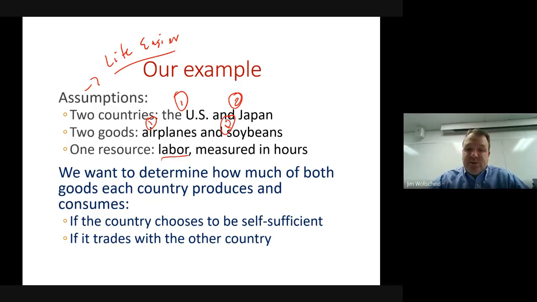So what we want to do is we want to determine how much of both goods each country produces and consumes in two conditions. One, what can they consume and produce if they're self-sufficient? And two, what can they produce and consume if they decide to trade with one another?